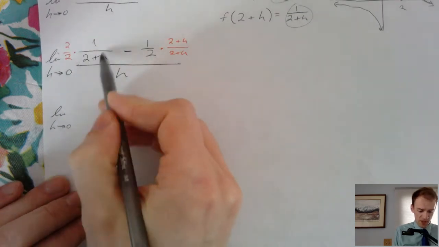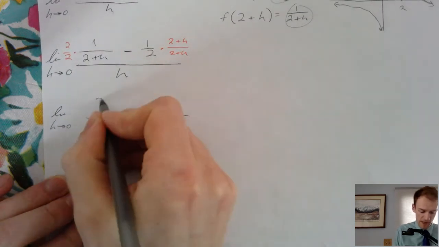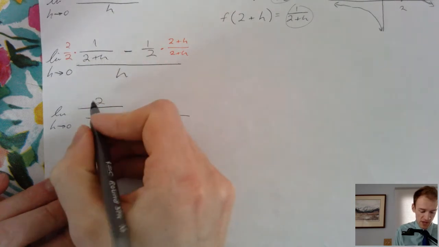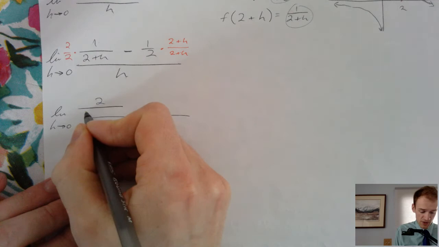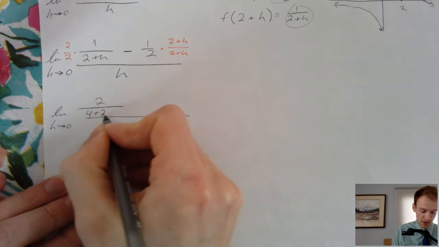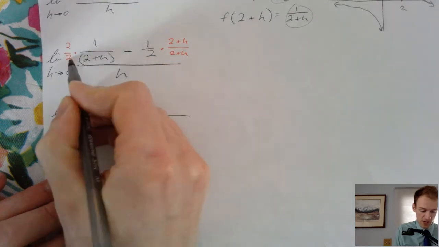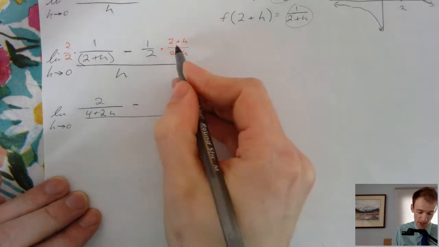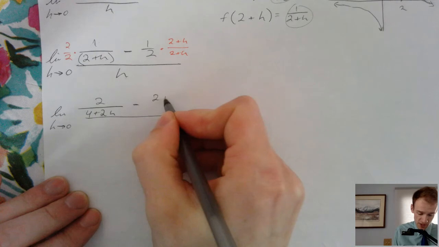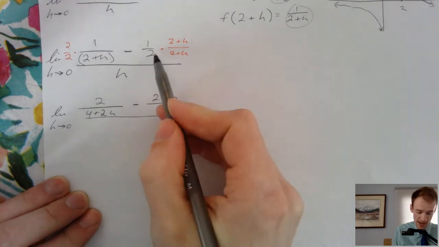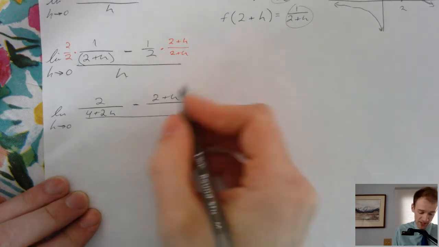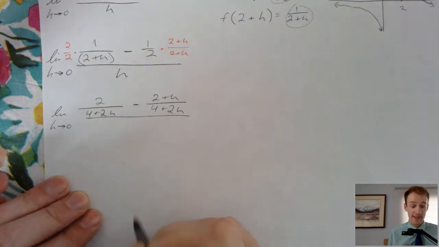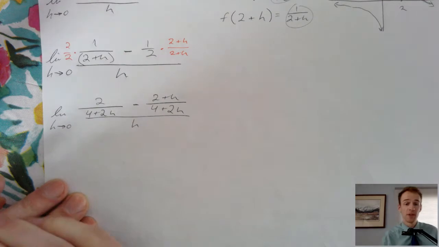Well, this is going to become 2 over, because 2 times 1, and then 2 times 2 plus h, that'll become 4 plus 2h, if I distribute that 2 in there, right? Minus, over here, my numerator becomes 2 plus h over, and my denominator becomes, well, it's the same. And that's the whole reason I did that, was so that my denominators would become the same. And that's still all over an h, remember?